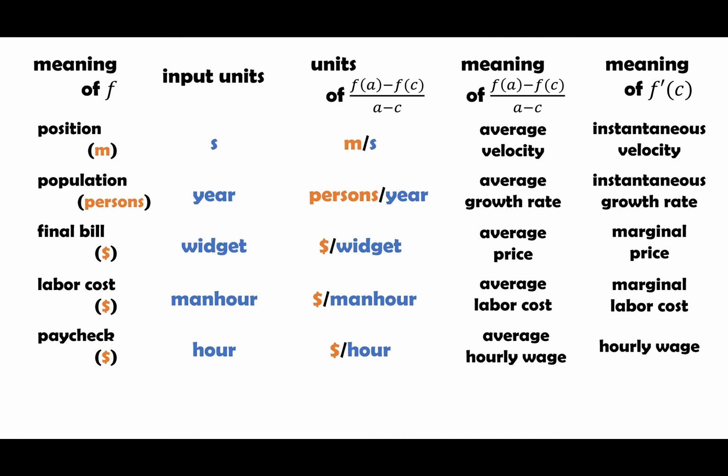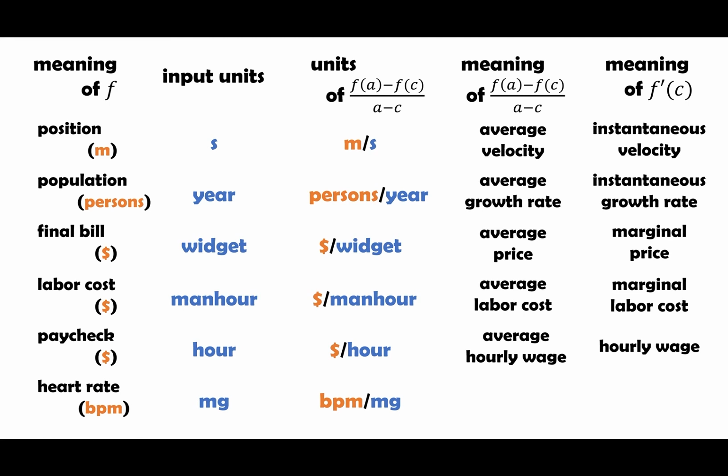How about your paycheck? You work some number of hours, you get paid so many dollars. So the quotient is dollars per hour. You can use that to compute your average hourly wage. For most people, their hourly wage is constant. So these two notions, the quotient and the derivative itself after you take the limit, those will be the same. But if you imagine having a signing bonus, then your average hourly wage and your hourly wage are going to be different.